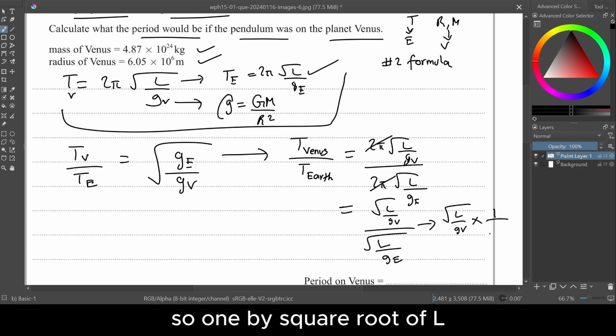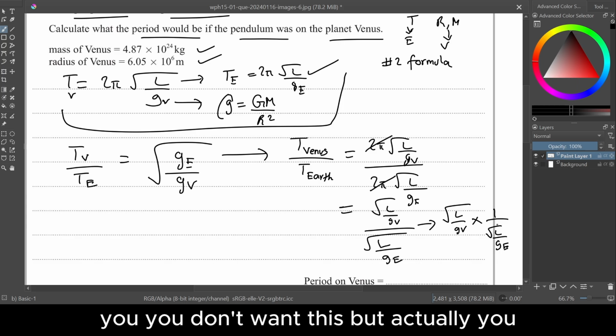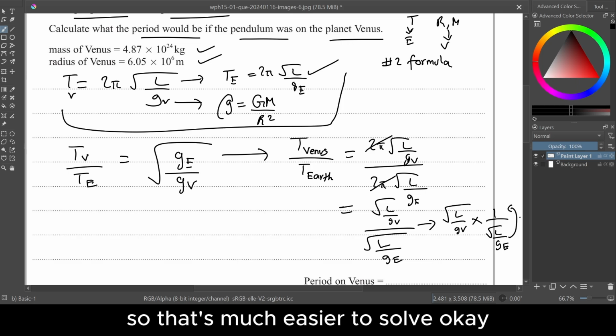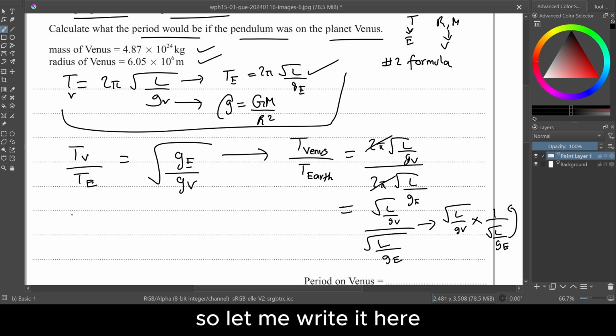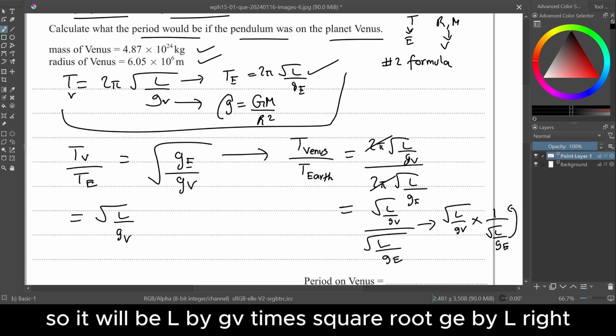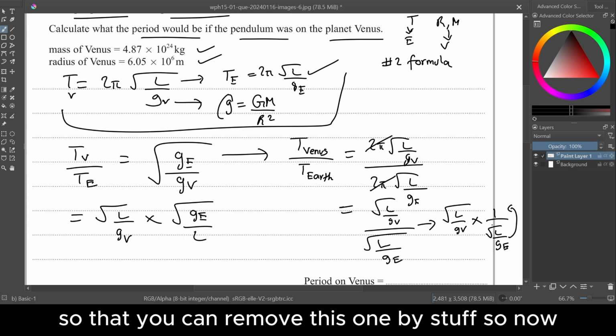As you can see, you don't want this, but actually you can make this denominator go to the numerator, so that's much easier to solve. Let me write it here. You have to switch the values. So it will be square root L by GV times square root GE by L, right? So you just switch the values so that you can remove this 1 by stuff.